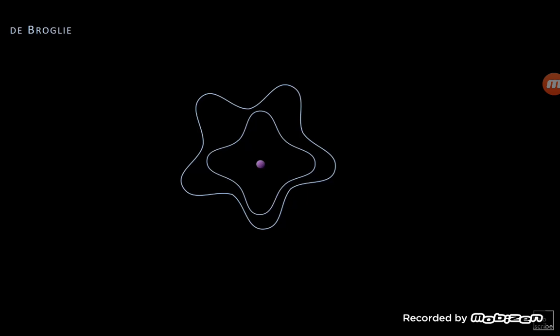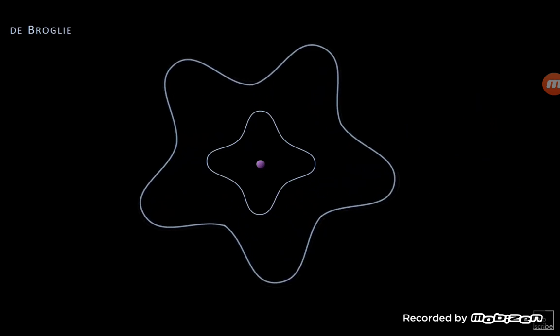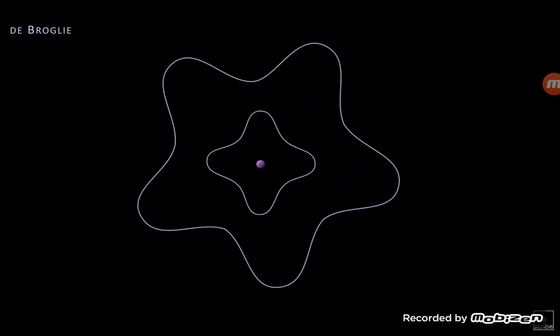Here, the size of the path would have to increase exactly to the point where another wave could fit into it. And so the electron can only absorb the exact amount of energy that will allow it to move from one standing wave to another. Bohr's quantized electron now makes sense. Let's enlarge the new standing wave for the sake of clarity. So, if the electron has gained the exact energy needed to go from a standing wave of 4 waves to 5 waves, it will exist at a standing wave of 5 waves.